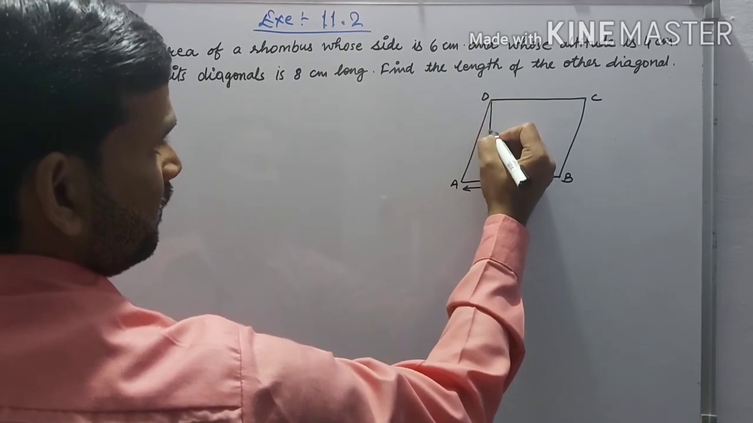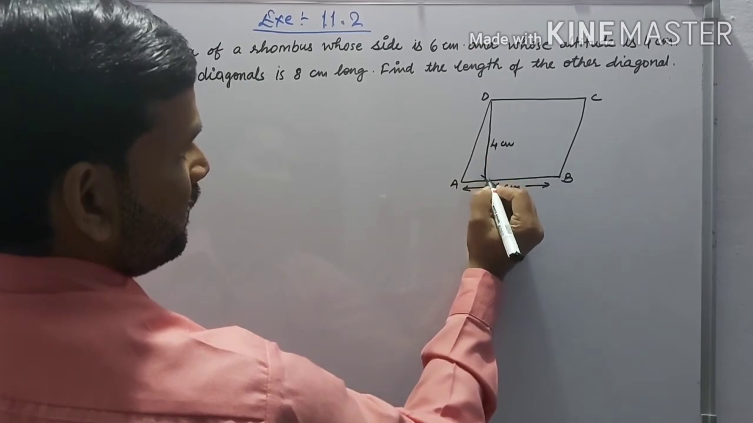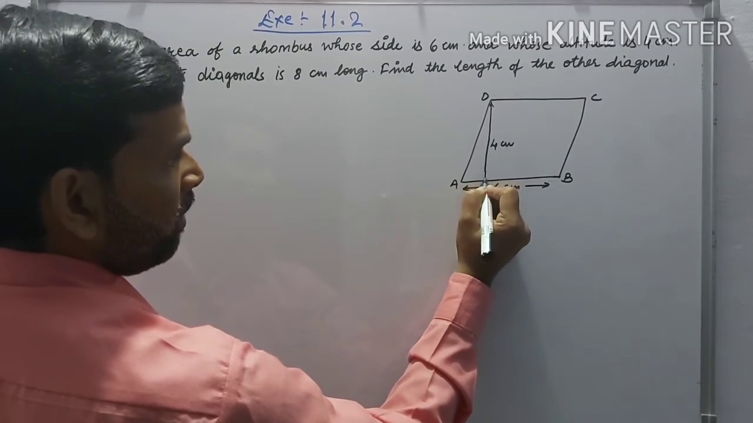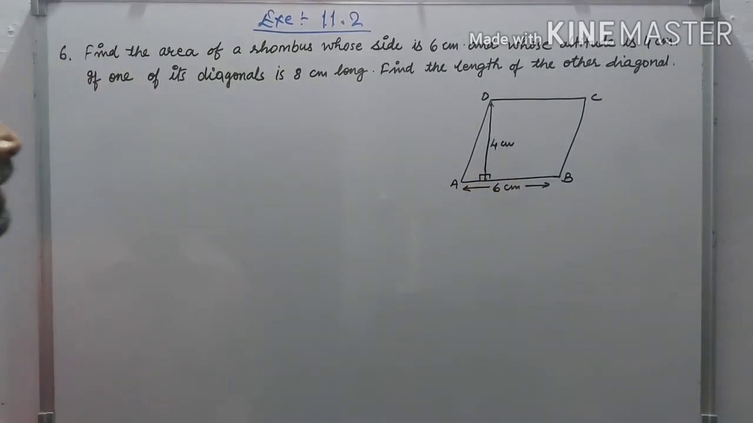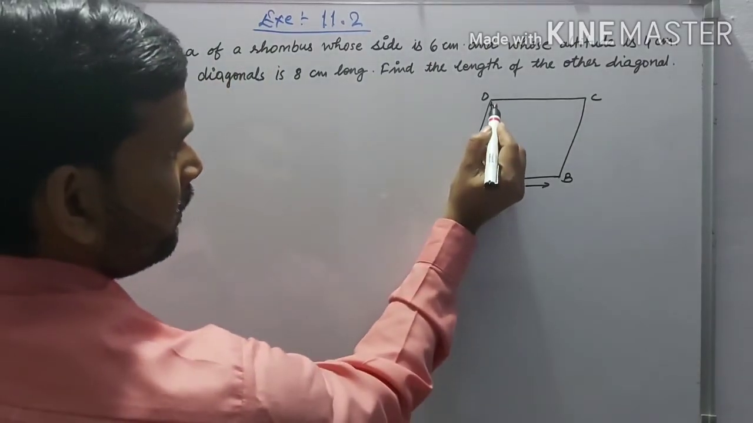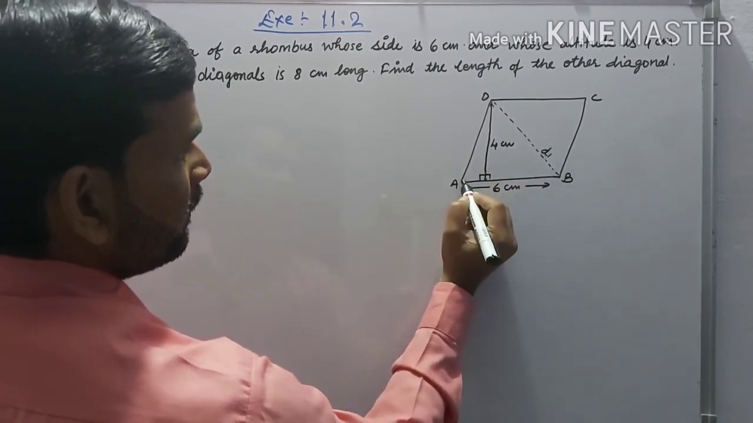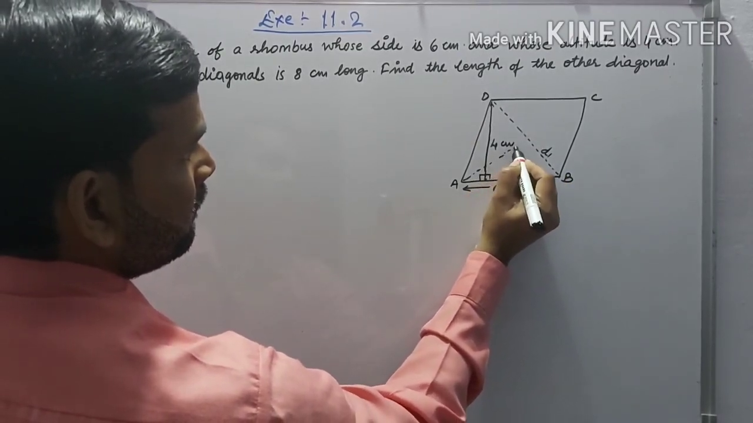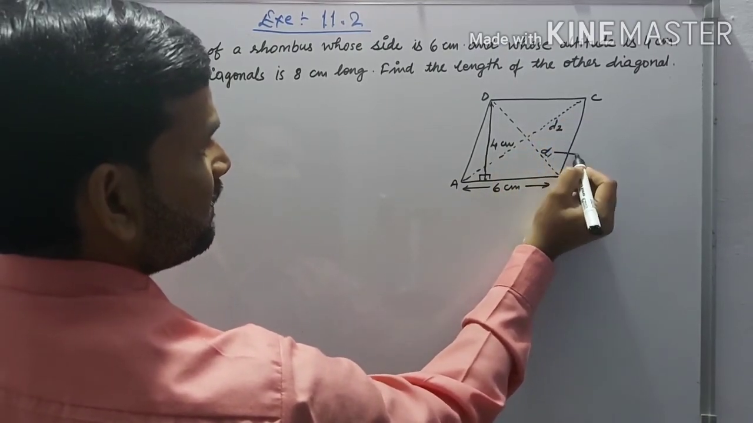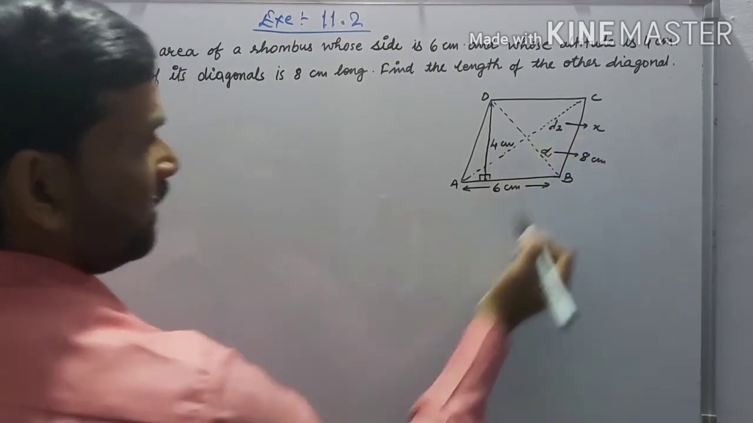And altitude means the distance between both sides, between the opposite sides, is 4 centimeter. Okay, it is the altitude. And one of the diagonals is 8 centimeter. Okay, so you have drawn the diagonals, D1 and D2. Here D1 is given as 8 centimeter and D2 is to be found, X.